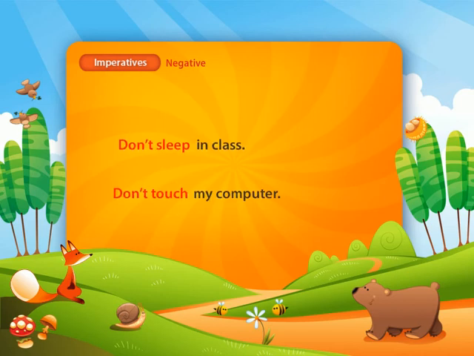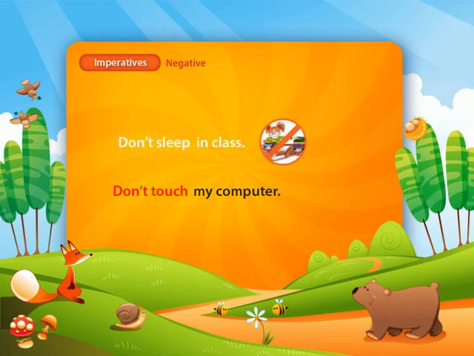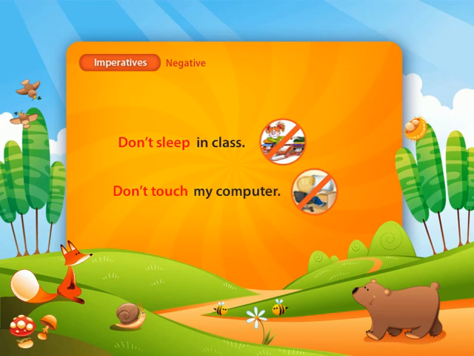A negative imperative is used to tell a person what not to do. You put do not or don't before the base verb. Let's take a look at the examples. Don't sleep in class. Don't touch my computer.